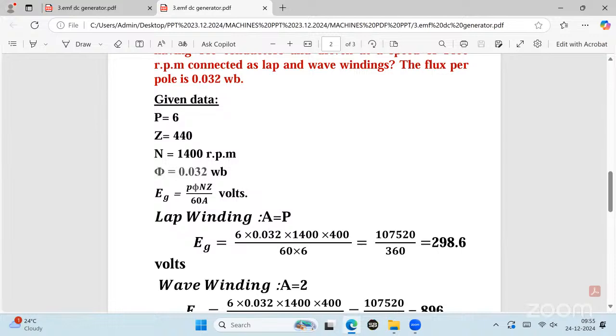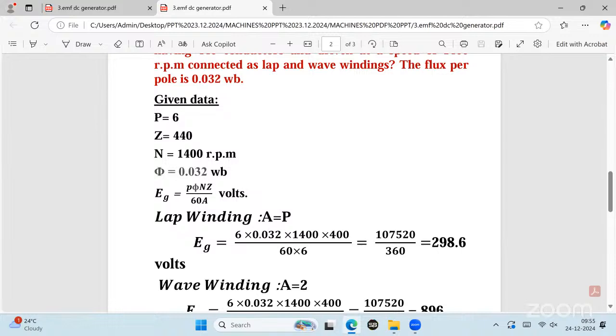Get the concept. Only get the concept, please. Actually, it should be 440 here. The problem has 440, but what I had taken was 400, so we got 298. It is 440, and the answer is 328. Clear? 328 volts. You have to write the units, volts.